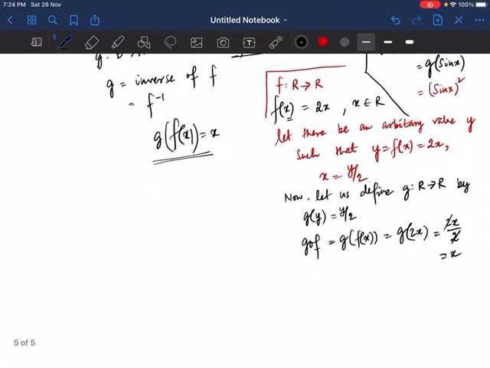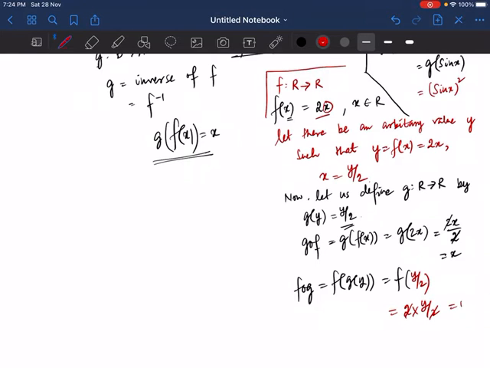Now we have to find f∘g. So let us find f∘g. What is f∘g? It is nothing but f(g(y)), and g(y) is y/2. So we are going to write y/2 in here. Now what is f(x)? f(x) is 2x. But we have to find f(y/2), so in place of x, I will write y/2. So we have 2 into y/2. The 2 gets cancelled. So we have y.